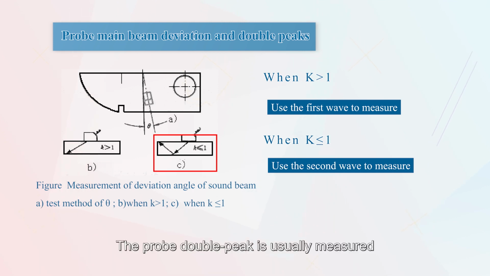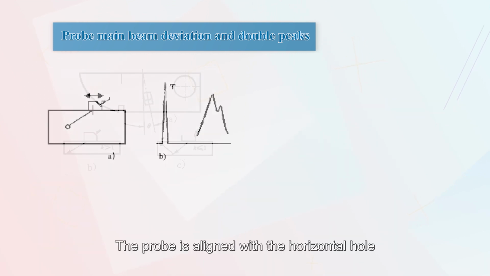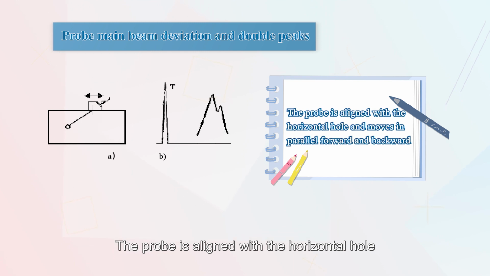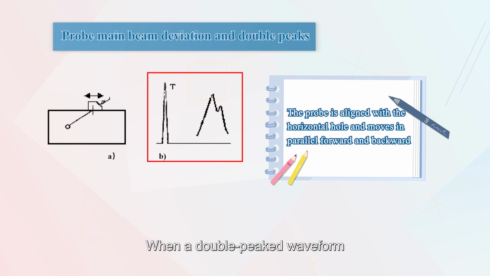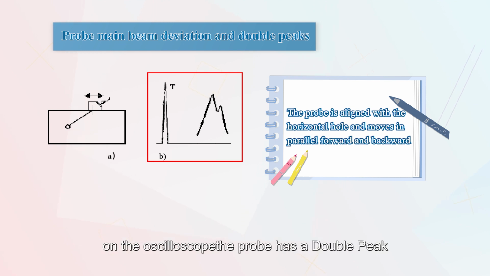The probe double peak is usually measured with a transverse hole test block, as shown in the figure. The probe is aligned with the horizontal hole and moved in parallel forward and backward. When a double peaked waveform as shown in figure B appears on the oscilloscope, the probe has a double peak.